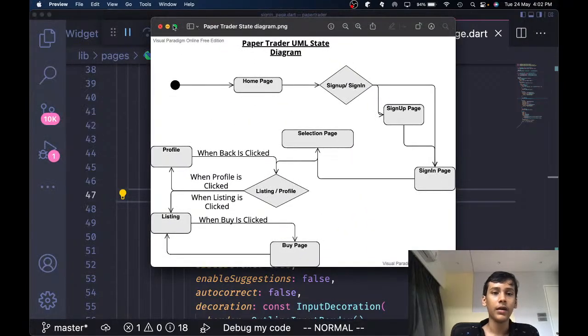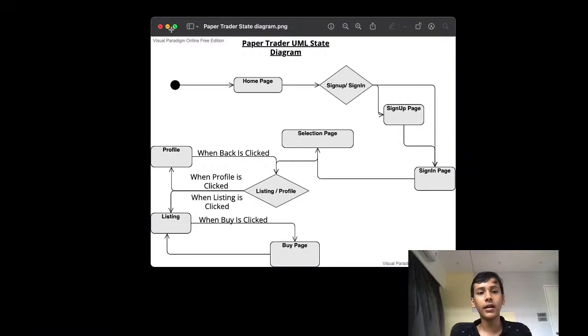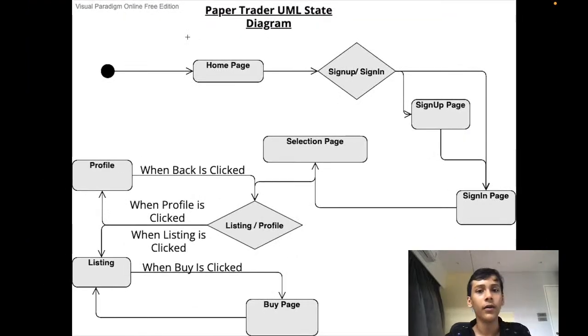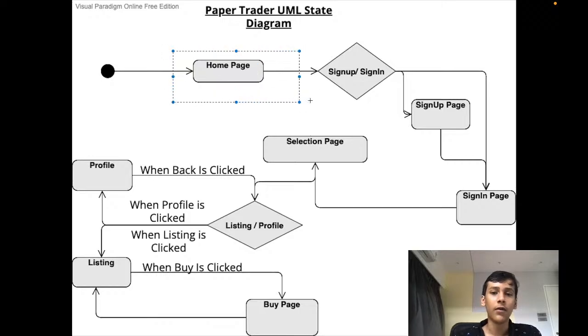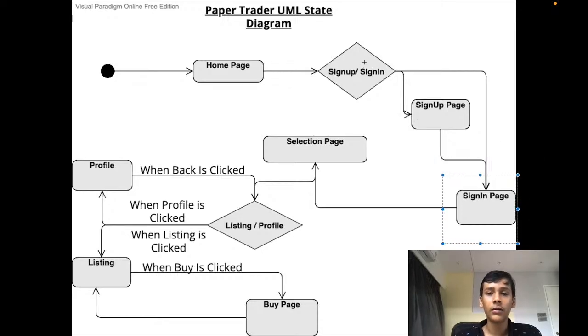So this is the UML state diagram for paper trader. As you can see, it's not very complicated. It is a relatively simple diagram. This is our start, when the app is starting. We first go on to the home page, which we have already created. Then we have two options, a sign up or a sign in. We can either go to a sign up, which will later direct us to sign in once we actually sign up, or we can just directly go to a sign in from here if we have already signed up.